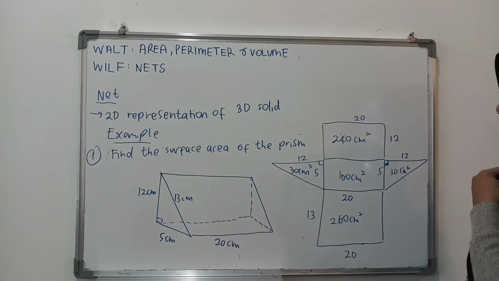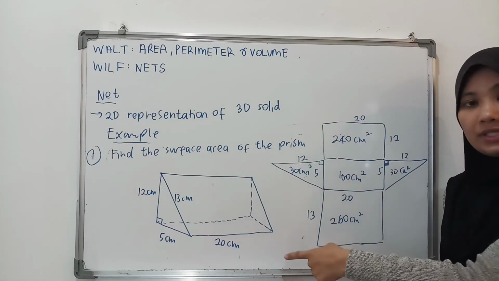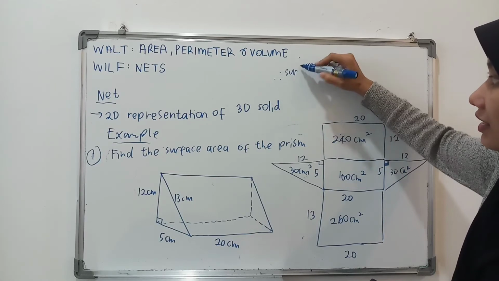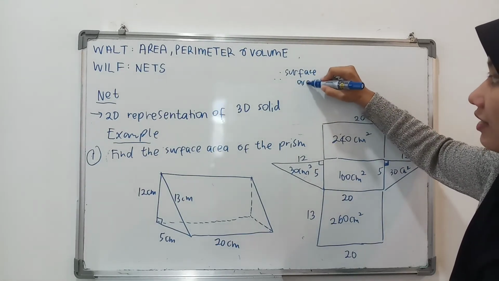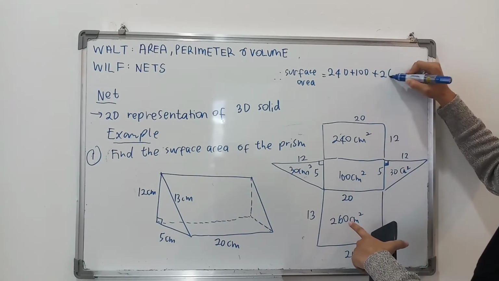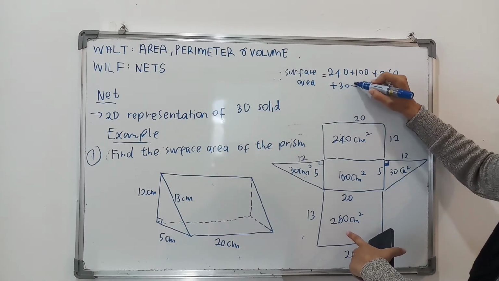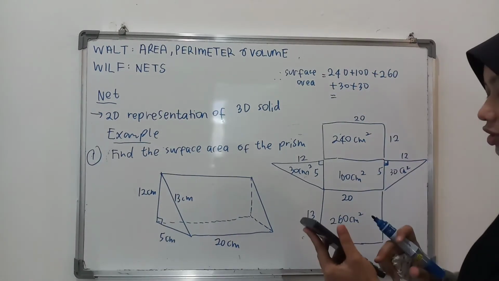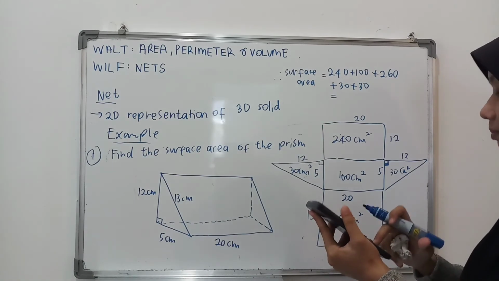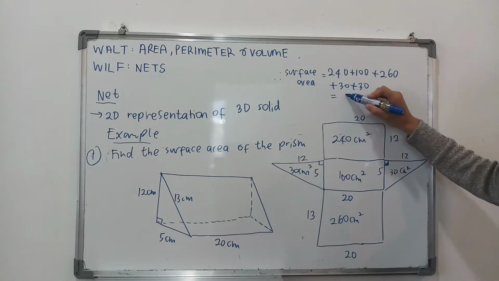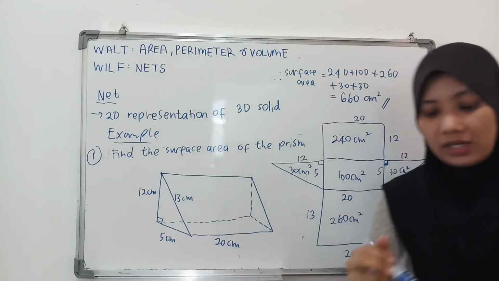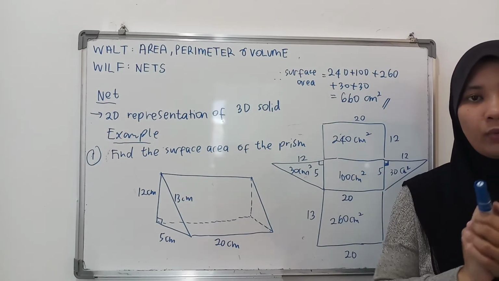Okay, so now to get the surface area of that prism, you just add all surface area. So therefore, the surface area is just equals to 240 plus 100 plus 260 plus 30 plus 30. So straight away you simply use your calculator. You will get 660 cm square. So that's how you do, okay? You open the solid into nets first, and then you calculate the surface area one by one, and then you just total up, just add everything.